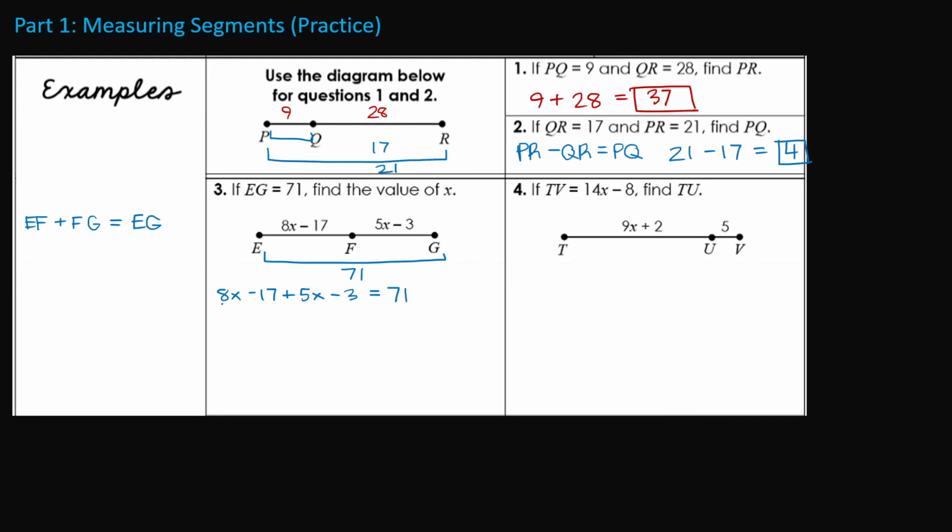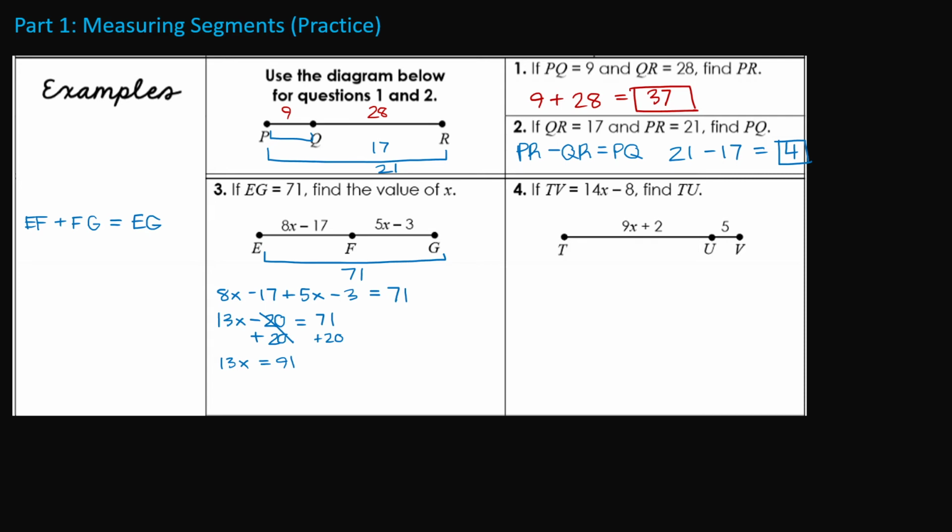Let's combine our like terms. I know I need to combine 8x and positive 5x to get 13x. I need to combine negative 17 and negative 3. Adding them together gets me negative 20. So 13x minus 20 equals 71. Now I'm going to eliminate the negative 20 by adding it to both sides. This cancels out. Now I have 13x is equal to 91.